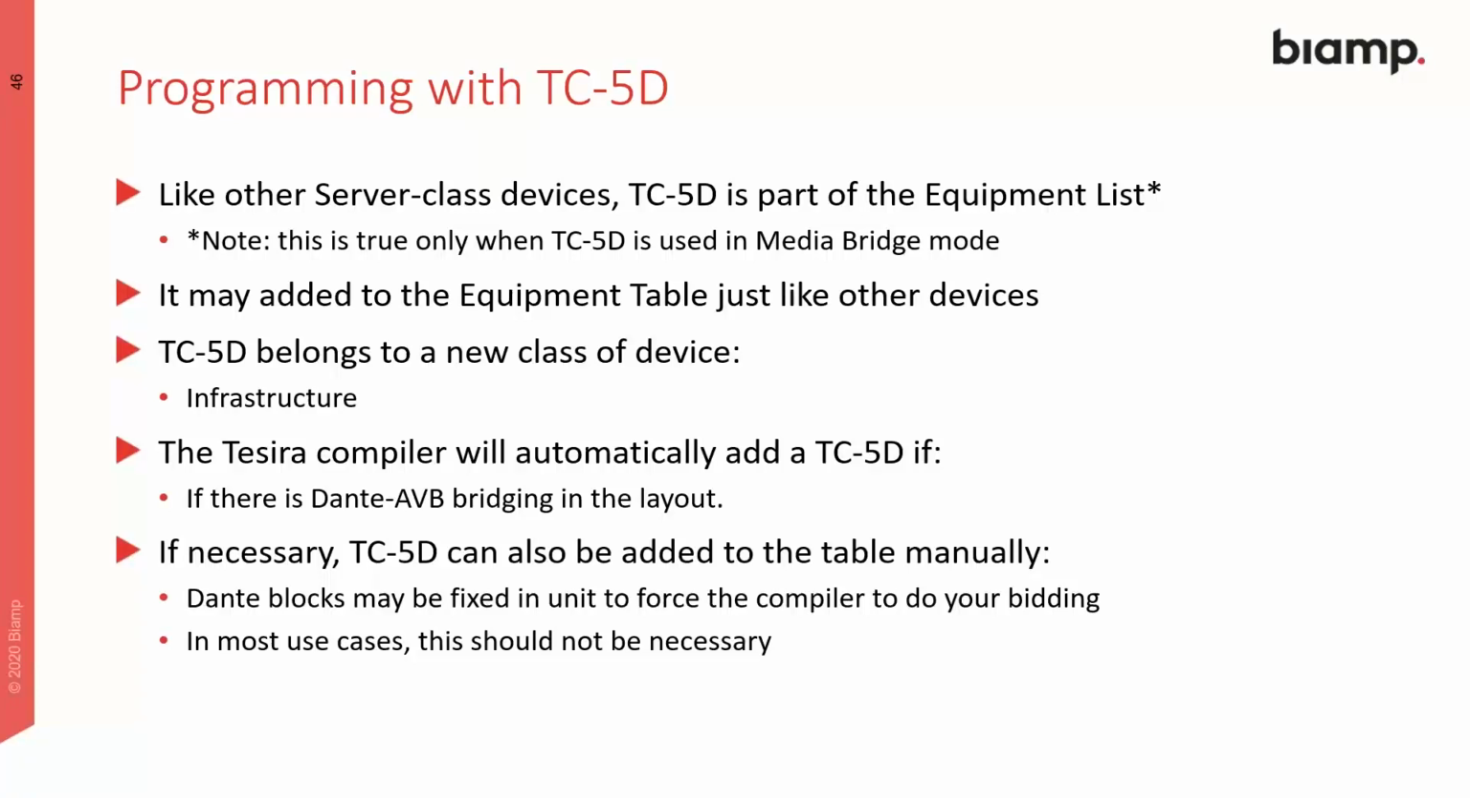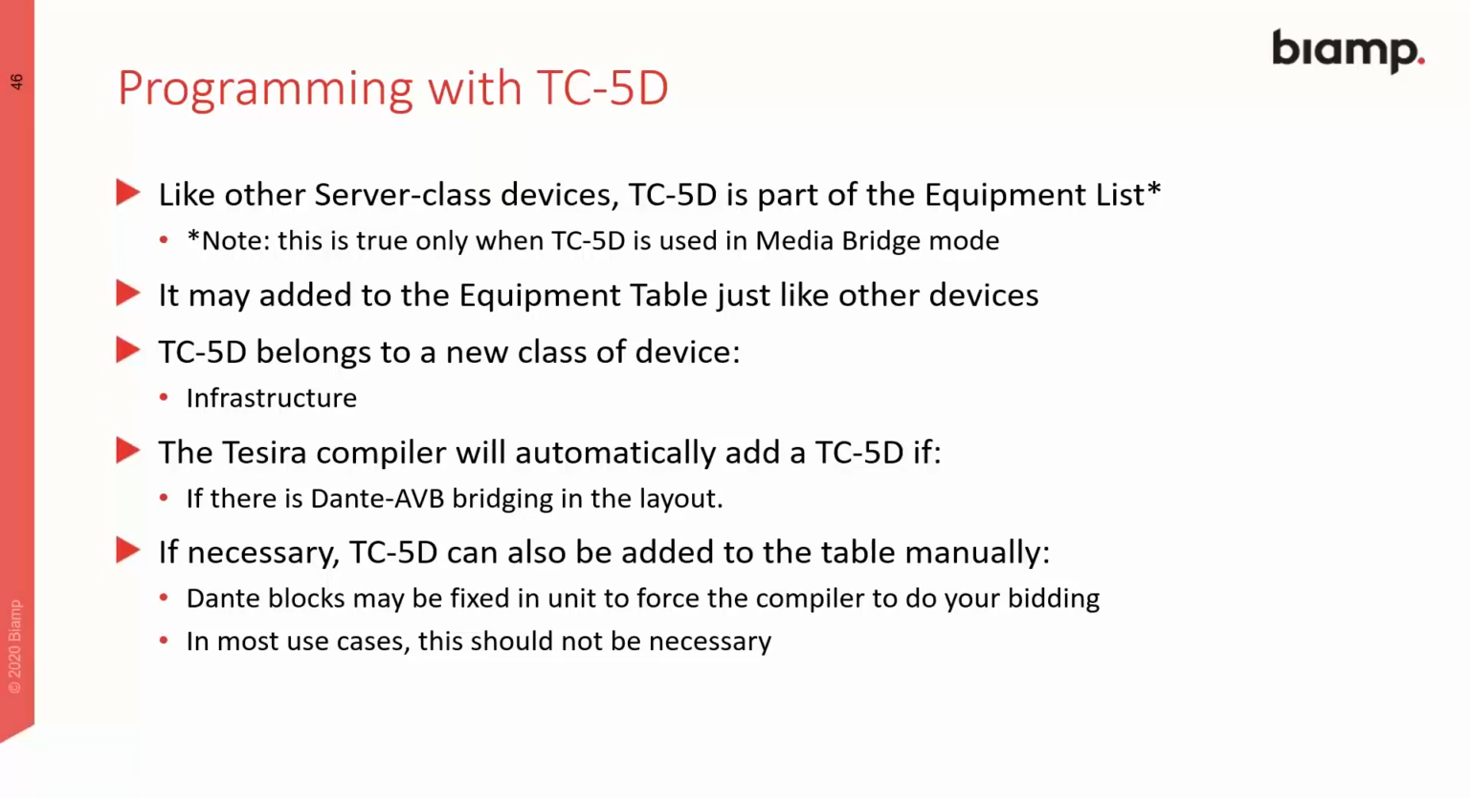So if necessary, the TC5D can be added to the table manually. Once you have a specific system that you want to work out, you can simply go to the equipment table, add a device selected as infrastructure, and make sure to select the TC5D. Or you can, for example, force the compiler to have the Dante block fixed in the unit, to force the compiler to choose the TC5D, not, for example, a Tesira Forte Dan.